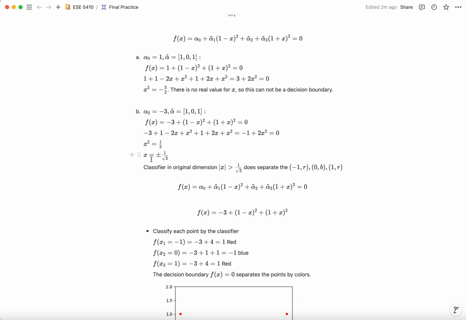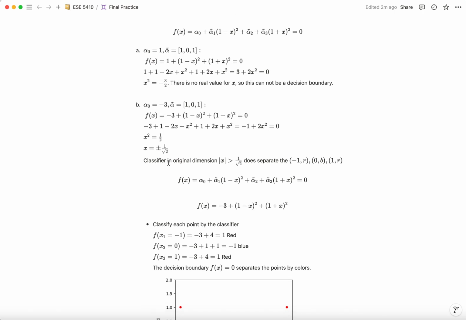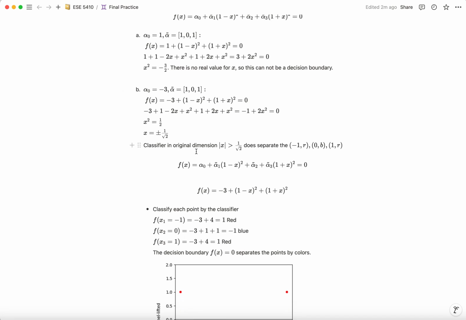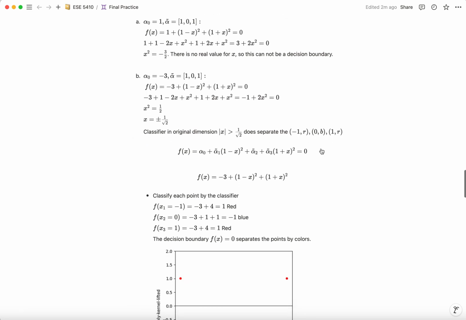So x equals plus or minus 1 over square root of 2 does provide a valid decision boundary in the original dimension, and the classifier in the original dimension would be: absolute value of x is greater than 1 over square root of 2 or less than negative 1 over square root of 2. And that classifier is a nonlinear classifier that is able to separate these data points.